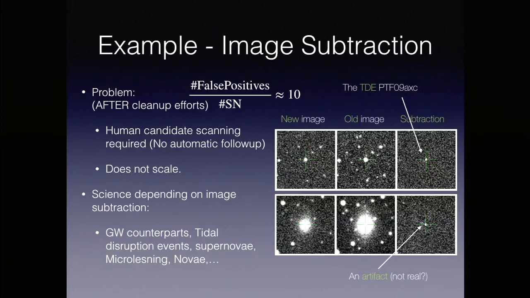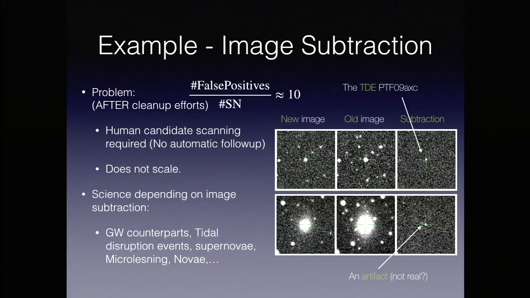Now, there's lots of science based on image subtraction, basically all transient science in the optical. So from gravitational wave counterparts, which I'm sure you've heard many times about, to tidal disruption events, which is something very cunning because it's by definition coming from the center of a galaxy. So this is an example of something that is an artifact and something that is a tidal disruption event. Now, even your best students couldn't tell the difference. Okay, so it was really a big problem. And the reason we know that this thing is not real is that the next day it's not there.